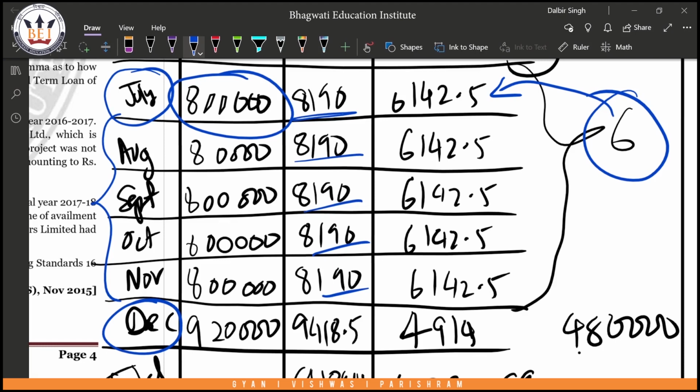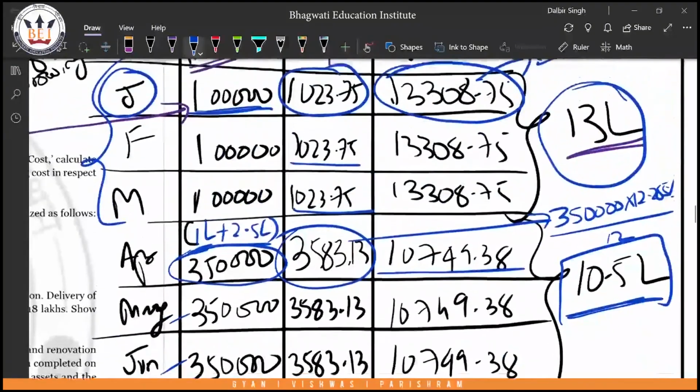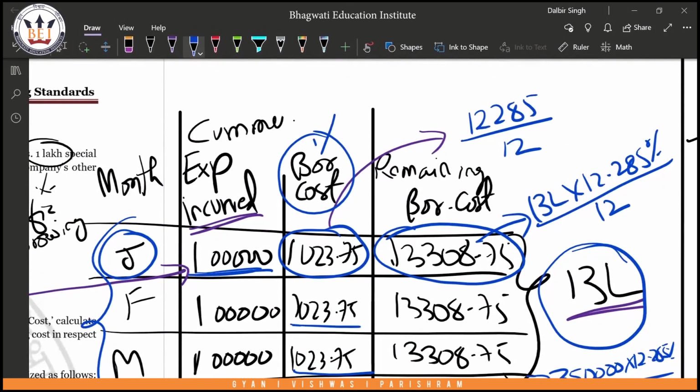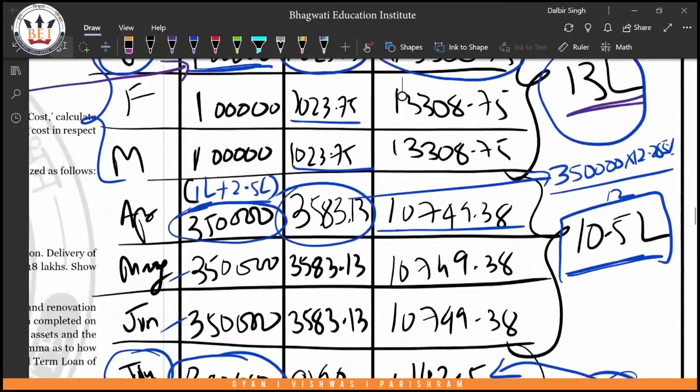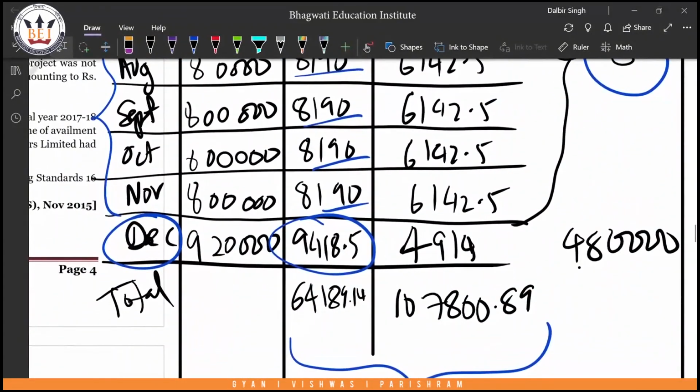So therefore, again, you find out what is for 1 month. You get 9,418.5. Okay. Now, if you add up the whole thing, this is the borrowing cost to be capitalized. If you just add up all the borrowing cost for the months, you get 64,189.184 as the total borrowing cost to be capitalized, and the remaining is how much?